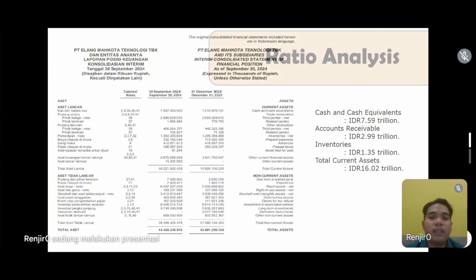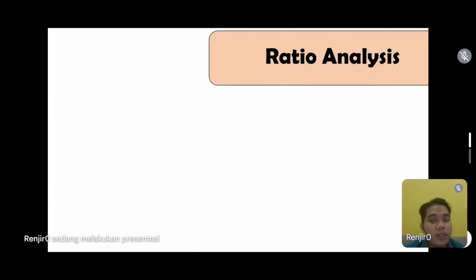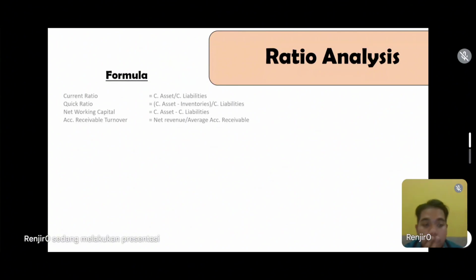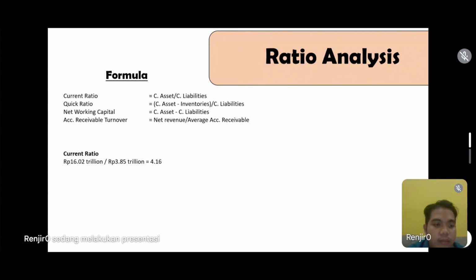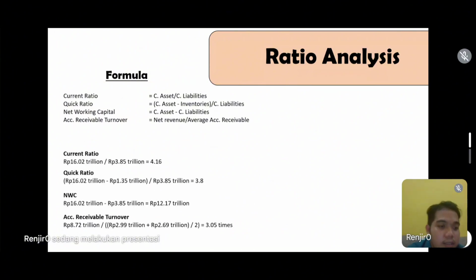Next, we're going to the ratio analysis. We have a formula here for our ratio analysis. For the current ratio: current assets divided by current liabilities. Quick ratio: current assets minus inventories divided by current liabilities. Net working capital is current assets minus current liabilities, and accounts receivable turnover is revenue divided by average accounts receivable.